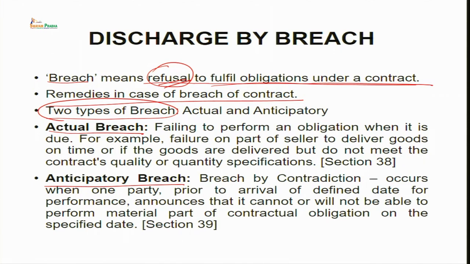Now, when we say actual breach, we mean failing to perform an obligation when it is due. That means if today is the designated day when I am supposed to deliver the goods at your place, at the place which you have informed me of, and on the due date I refuse to make that delivery and refuse to fulfill my obligations under the contract, this is what we refer to as actual breach. That is, on the due date, if you refuse to fulfill your obligation.